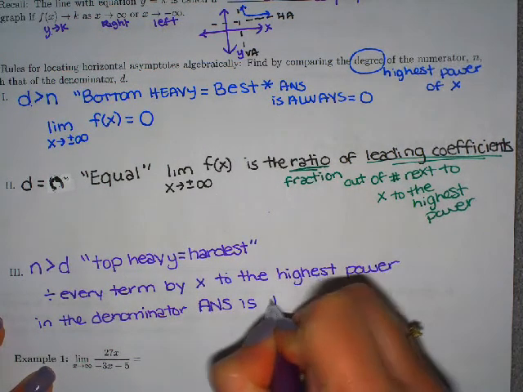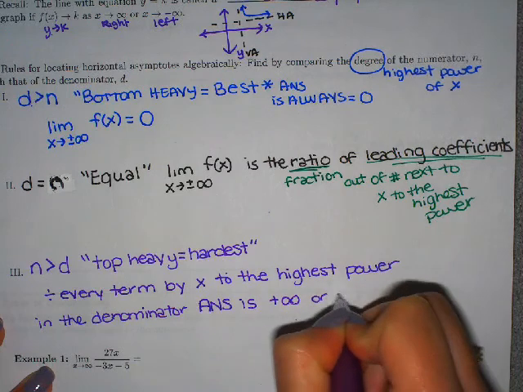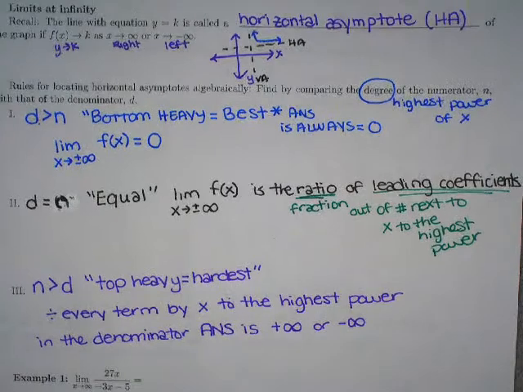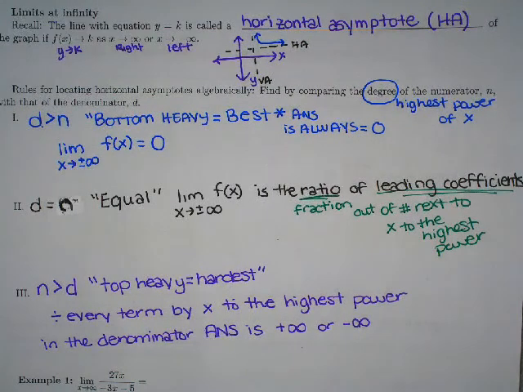The nice part about this is the answer is positive infinity or negative infinity. So you have a 50-50 shot, even if you just guess on something that's top heavy. It's either going to be positive infinity or negative infinity. So that's kind of the nice part. So there are our rules for limits at infinity, and we're going to use them in the next couple examples.